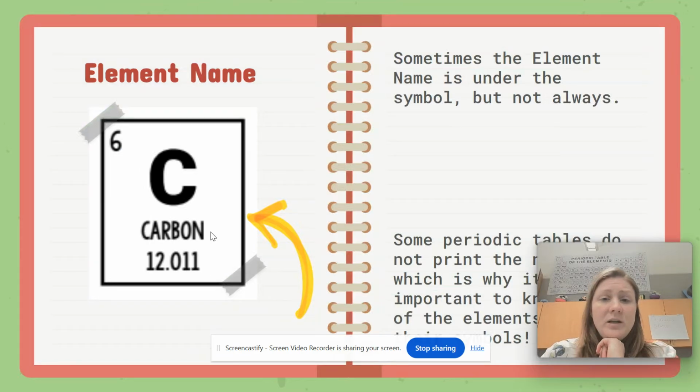The next one is the element name. Not all periodic tables will have a name on them. Sometimes you will have to look some up that have names, but this element square does. The ones in my classroom do not have a name. So you will need to make sure, if you don't know the symbols, memorize the symbols, you do need to look up the names.